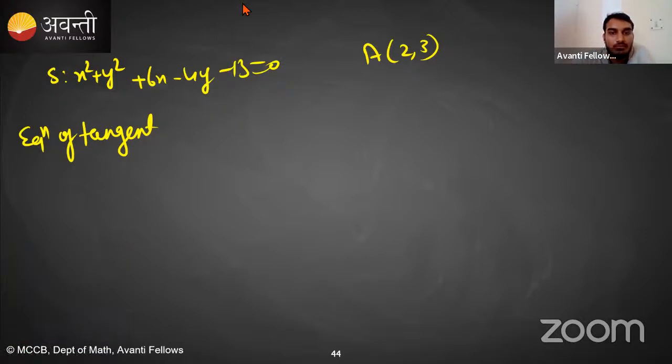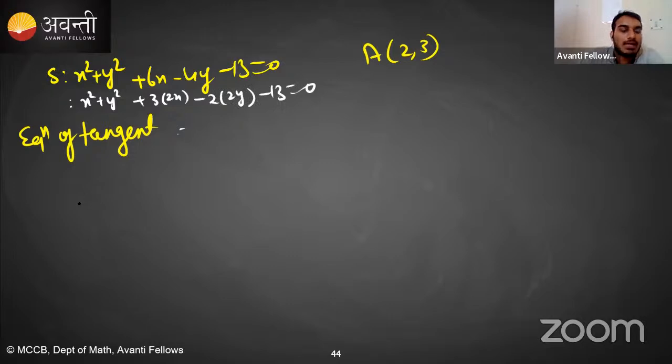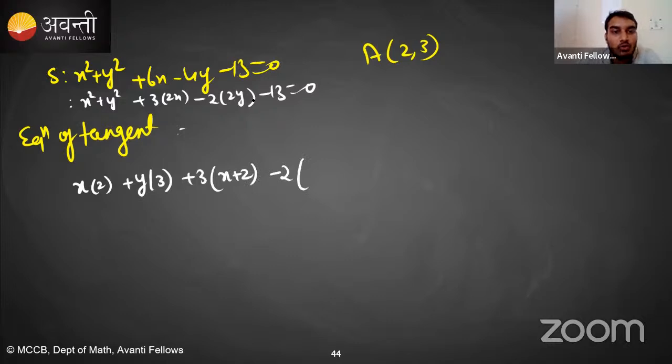Yes, very good. So for the equation of tangent, what you can do? This is x square, right? Write it simply like this: x square plus y square plus 3 into 2x minus 2 into 2y minus 13 is equal to 0. Okay. So replace x with x1. So x x1 plus y y1 plus 3 into, we can replace 2x with x plus x1. So x plus x1. Similarly minus 2 as it is. Then 2y, we can replace with y plus y1. So y plus y1, and constant term as it is. That's all. So how much do we get?